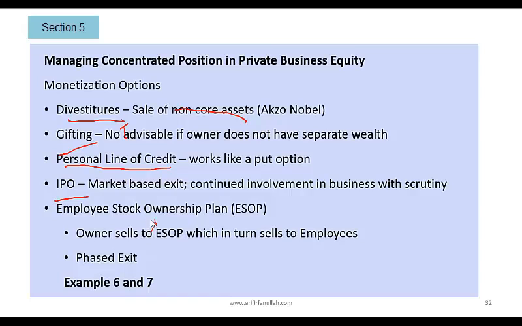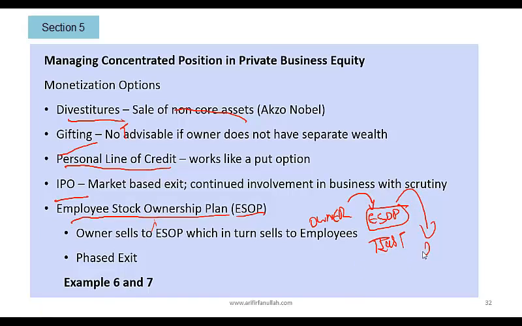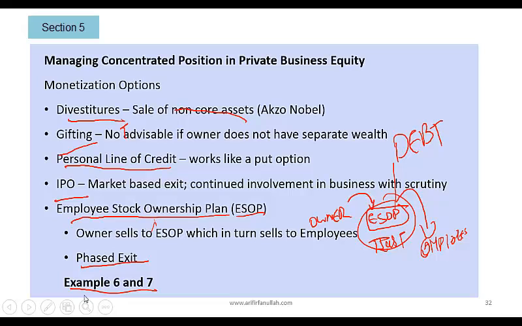The last point here is an ESOP, which is an employee stock ownership plan. Again, you have the owner, which sells into a plan, a pension plan, a trust, which is the ESOP, and this pays to the employees. There are cases when the ESOP can take debt. Okay? And the ESOP is also a phased exit. Please do examples 6 and 7. They're relatively straightforward.